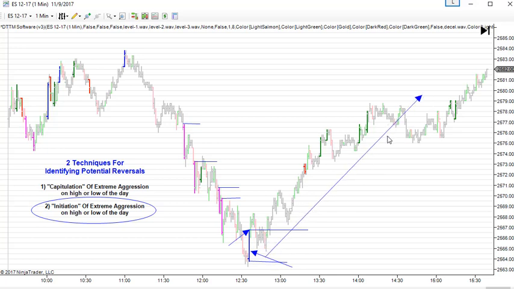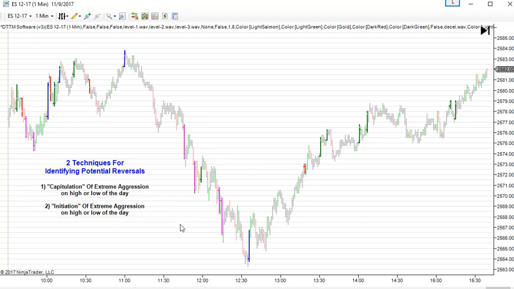So again, these are just a couple of techniques. We also talk about boxes and box reversals. We talk about zones and zone reversals and a couple of other concepts. But I just wanted to start with this simple idea of when you have level 3 or extreme aggression on the high or low of the day, if there's follow through, it's likely there's a pretty good move coming in that direction. If there's capitulation, on the other hand, it's likely a reversal. So just thought that you might find that interesting.